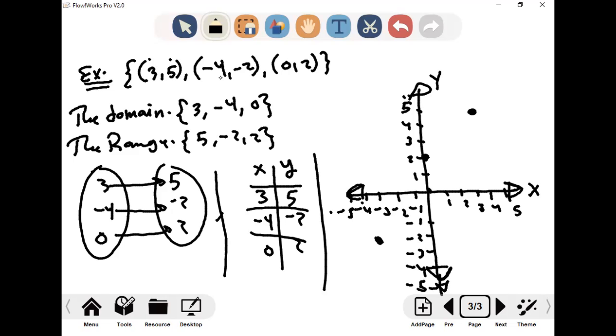The domain, the first numbers, the x's. The range, the second numbers, the y's. So can we start from the 1 or only x? No, I said start from x in 1. Always. Yeah.